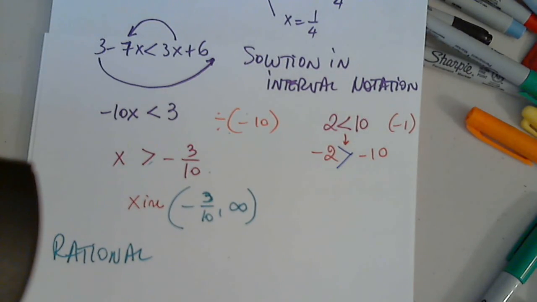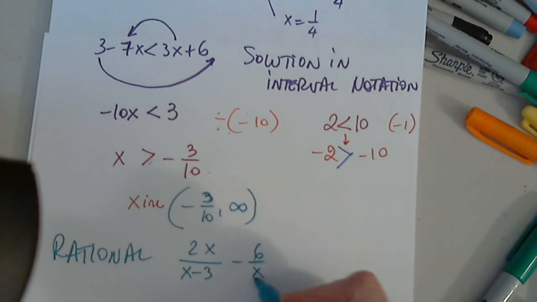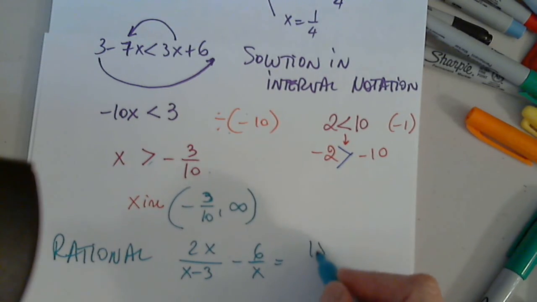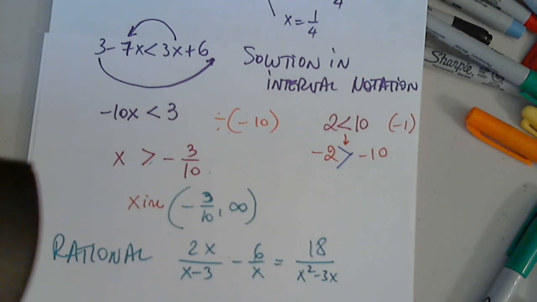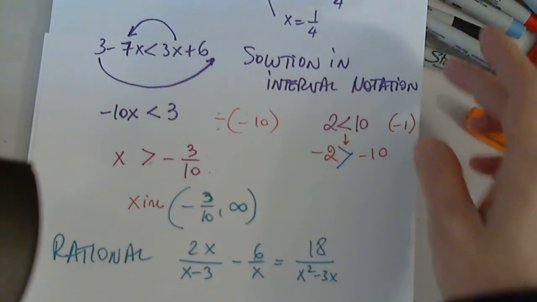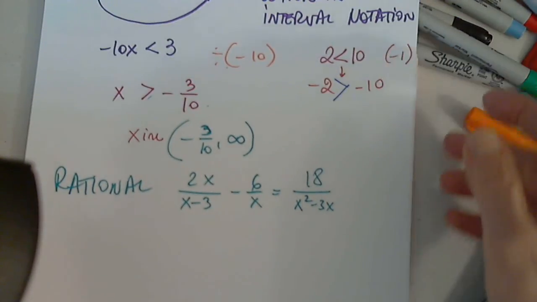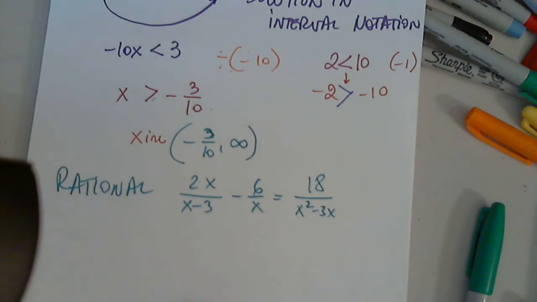So here is 2x over x minus 3 minus 6 over x equals 18 divided by x squared minus 3x. Okay. Again, we're not going to see a lot of rational equations in our course, but I'm making a point that is very important for what we are covering in this class. Okay, so anyone can tell us how to start, what to do?